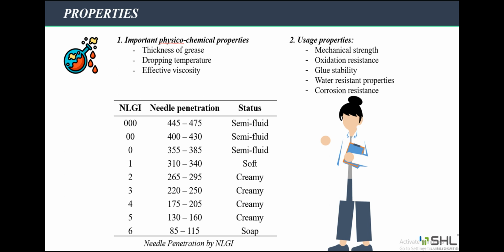About NLGI grade. The National Lubricating Grease Institute, NLGI, has standardized a numerical scale for grease consistency based upon ASTM D217 worked penetration ranging from 000 for semi-fluid to 6 for block greases. The most common grease grade is NLGI 2, representing a smooth, buttery consistency. It must be noted that grease consistency is related to thickener content and has no relationship to base oil viscosity.